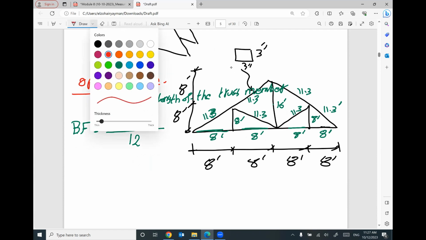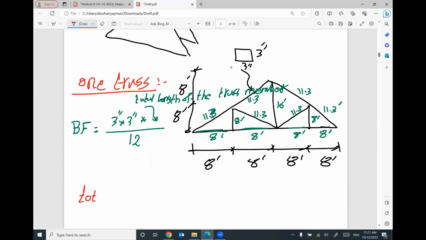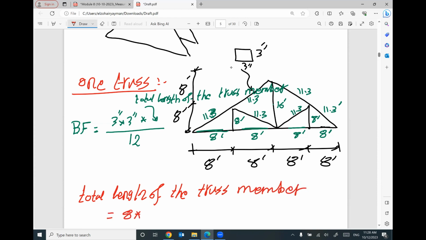So I can say the total length of the truss members will equal 8 feet repeated how many? 1, 2, 3, 4, 5, 6. 6 times.